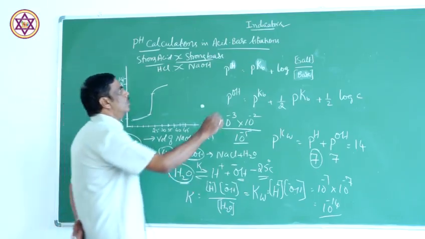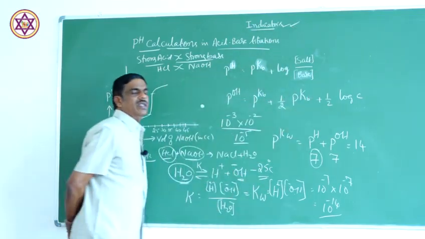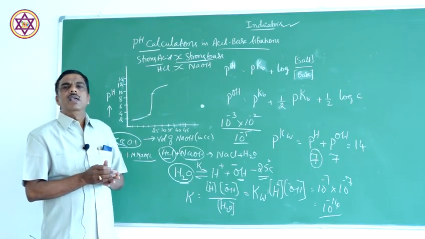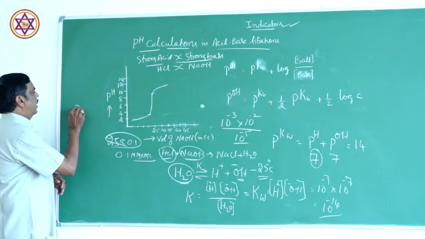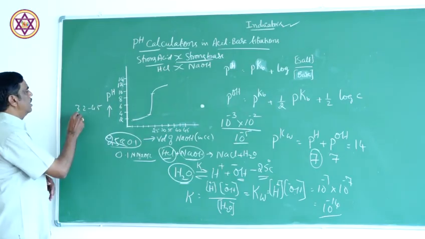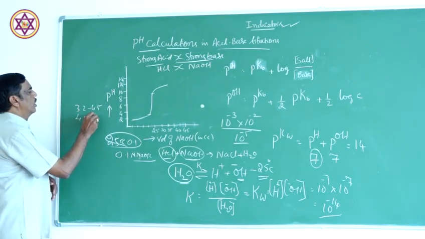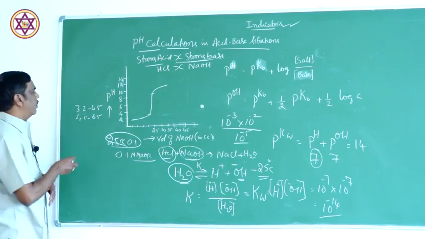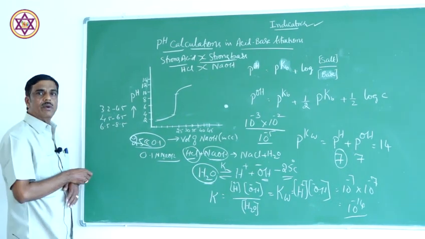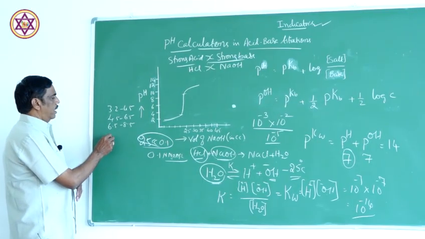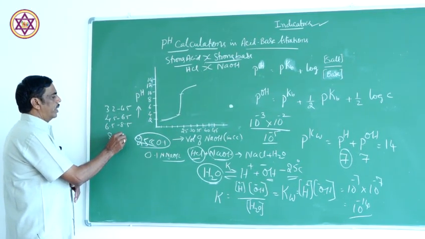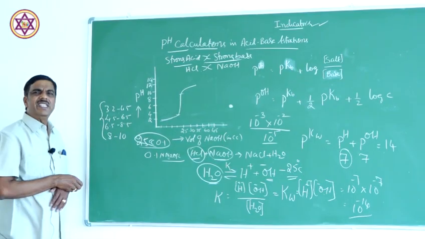And we discussed the indicator ranges. Different ranges are there. Methyl red, for example, has the indicator range 3.2 to 4.5. Methyl orange 4.5 to 6.5, and bromothymol blue 6.5 to 8.5. Phenolphthalein indicator 8 to 10. This is the pH range of various indicators.